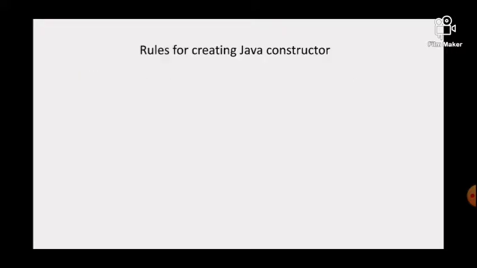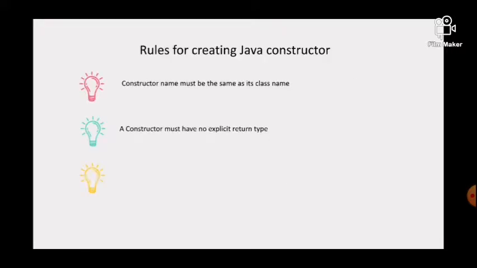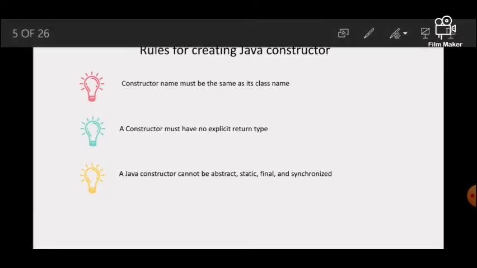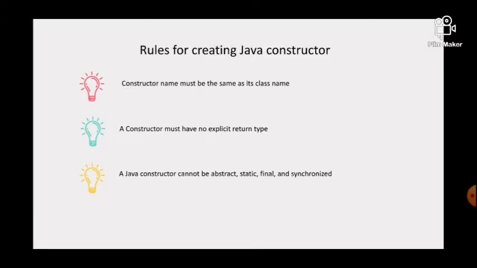So what are the rules to construct a Java constructor? The first rule is that the constructor name must be the same as its class name, and a constructor has no return type. That means int, float, double, you cannot use them here. And a Java constructor cannot be abstract, static, final, or synchronized. We'll see later what abstract and static are. These are keywords which we cannot use when constructing a Java constructor.